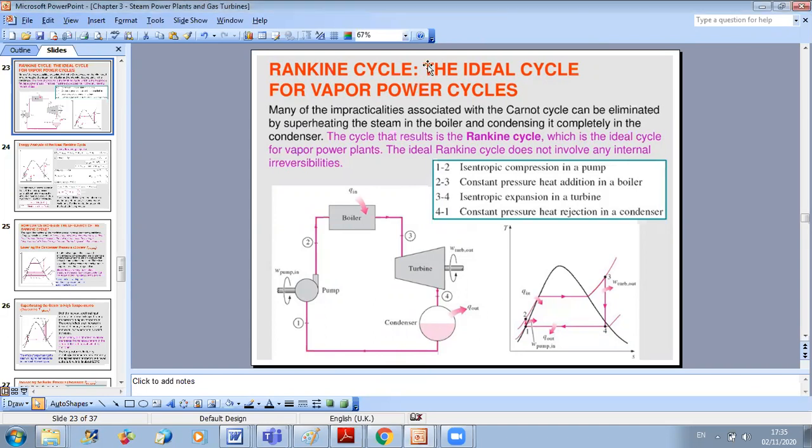Okay. Now, as we can see here, in the Rankine cycle, we have 4 steps. So first, at state 1, let's say here, in general, we have the steam in the state of saturated liquid. So as you can see here, it's represented by point 1.